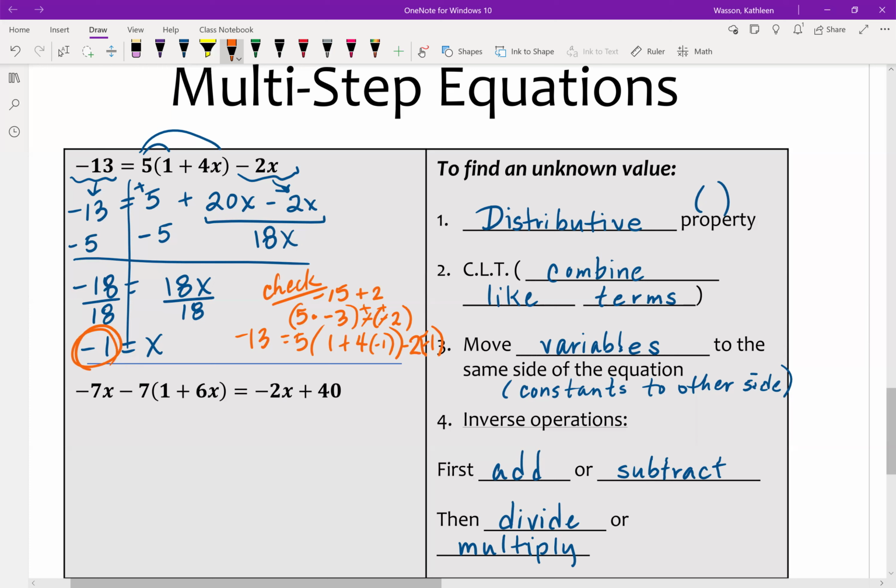Please work this last one out on your own. Pause the video, and I'll put the answer up here once you've worked it out so that you can check yourself.